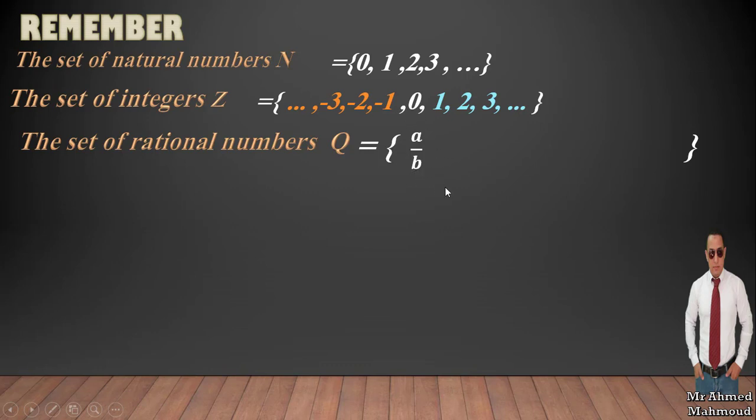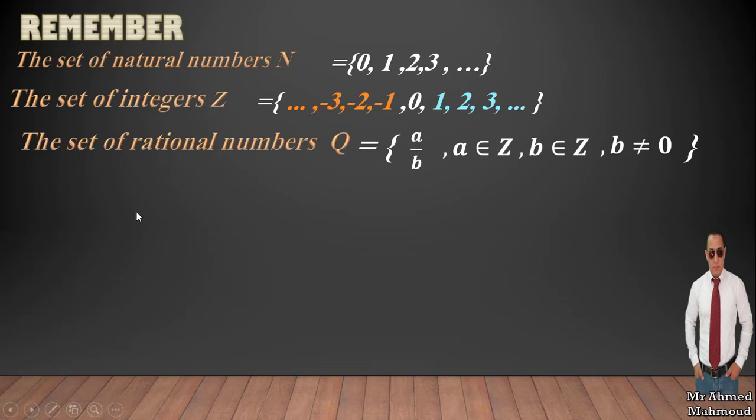This fraction has 3 conditions. First, a must belong to Z and b must also belong to Z. The numerator is an integer and the denominator also is an integer. And the third condition, b doesn't equal 0. The denominator must not equal 0 because division by 0 is meaningless. Again, division by 0 is meaningless.